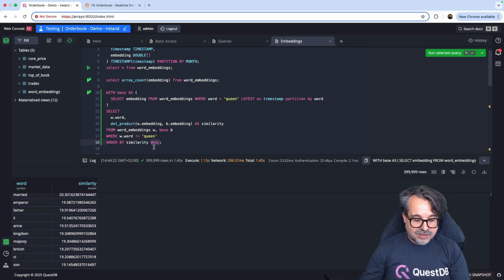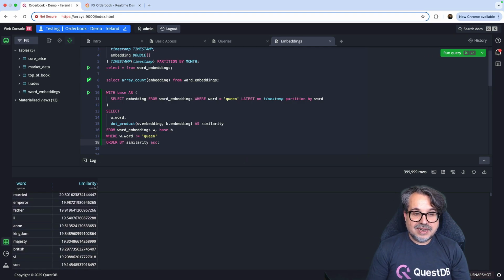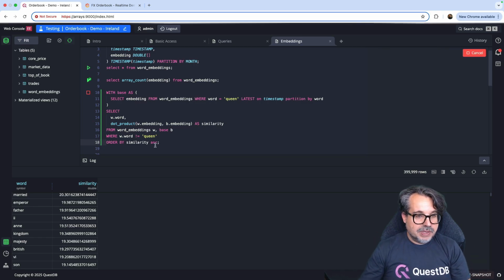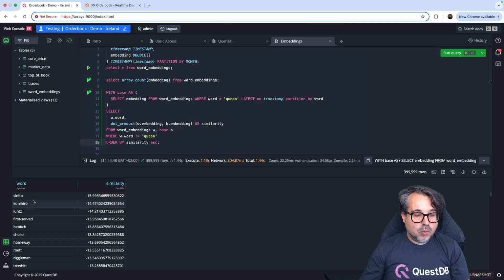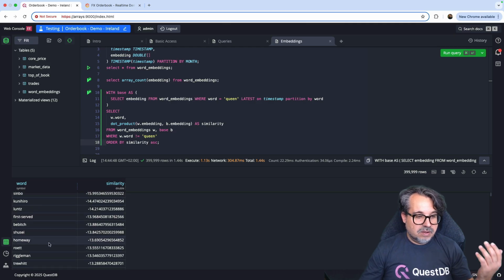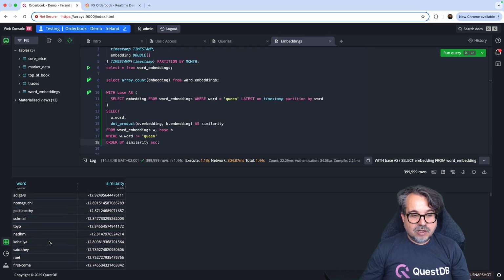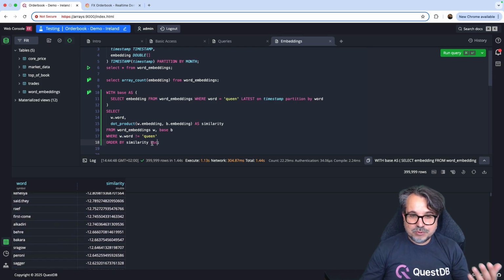If I order ascending, it will be the words that are less related to queen. It will be random words, whichever is on this data set. But yeah, this doesn't sound at all like queen, as we would expect. So yeah, embeddings are working here.